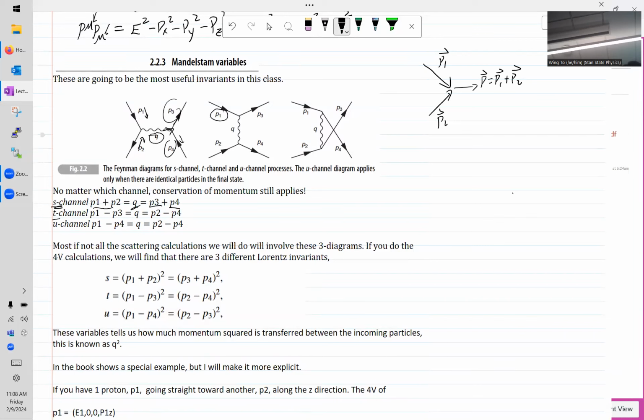What you're doing is you have P1 shooting off some momentum Q off to the side, and then continuing on as P3, right? In this case, P1 minus P3 is the amount of momentum being transferred between the two particles, right?